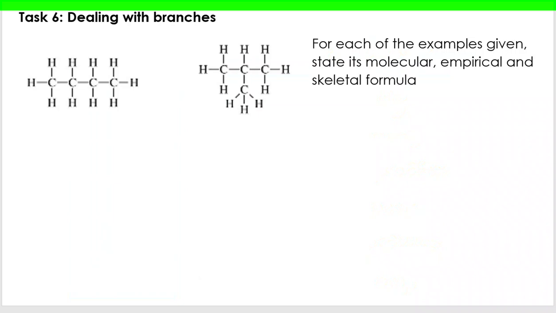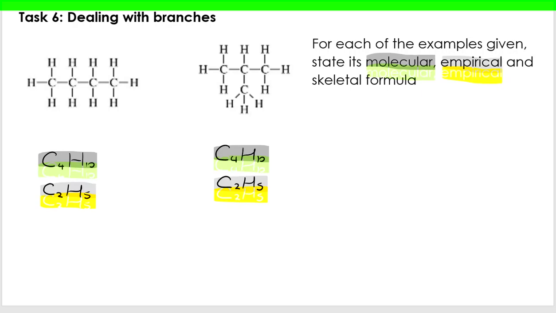Now let's take a look at how the naming can get slightly more complicated than we've seen before. What would be the molecular, empirical and skeletal formula for the 2 compounds that we have here? If I start with molecular, they both have 4 carbons and 10 hydrogens. They've both got the same molecular formula, and that does mean they've got the same empirical formula.